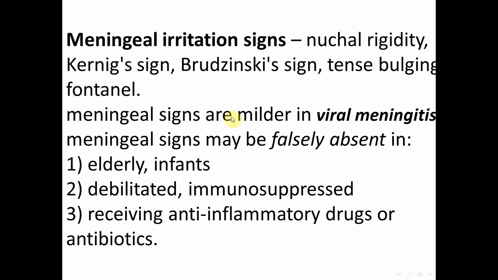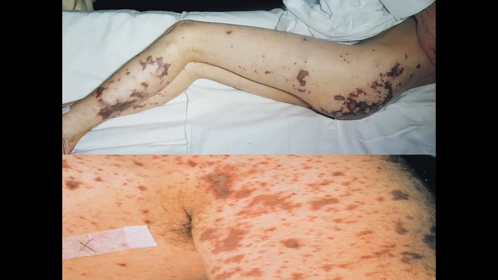These symptoms and signs are milder in viral meningitis and may be absent in the following group of patients: elderly or infants, debilitated or immune compromised, or those receiving anti-inflammatory or antibiotic treatment. This is the typical rash seen in meningococcal meningitis.